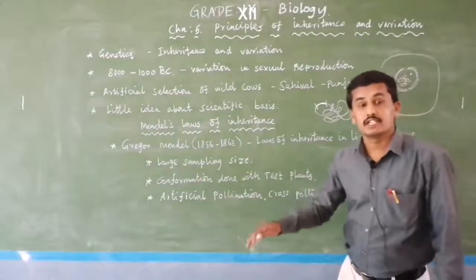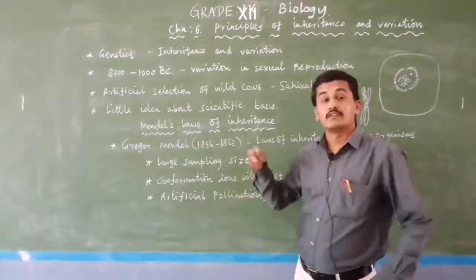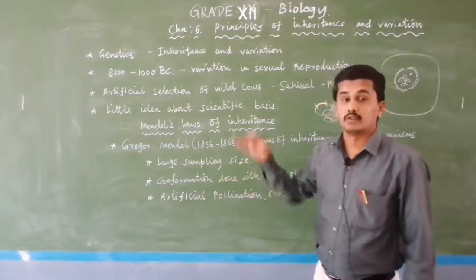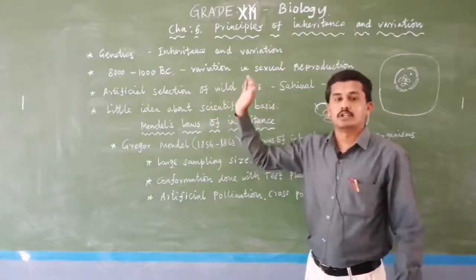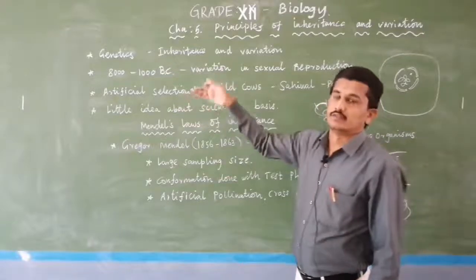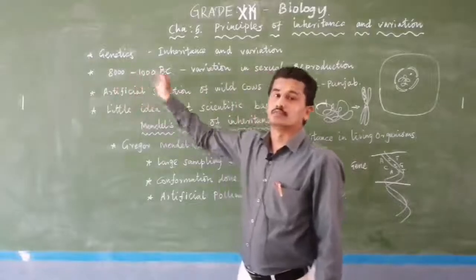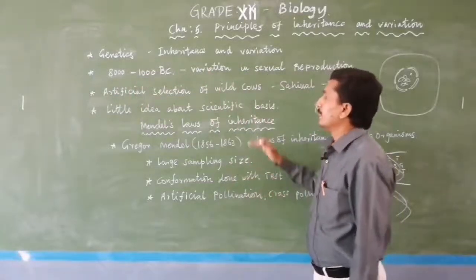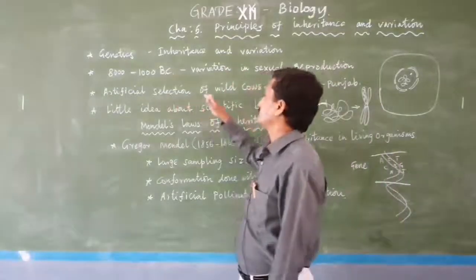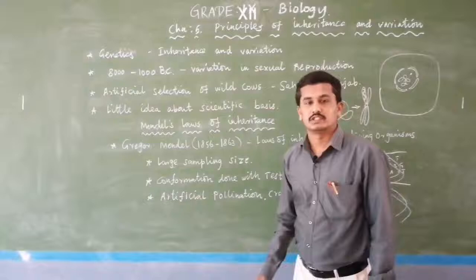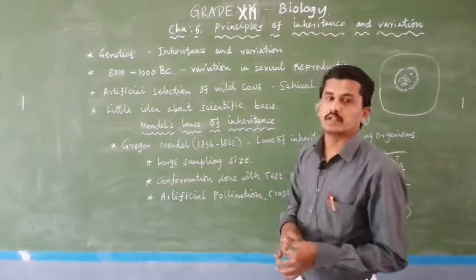But where variation occurs, and which structure controls the variation, the scientific basis of variation, was not known to these people. Variation occurs due to sexual reproduction. This idea was already known to humans, present around 8000 to 1000 BC. Artificial selection, artificial hybridization and other processes were already known to humans.